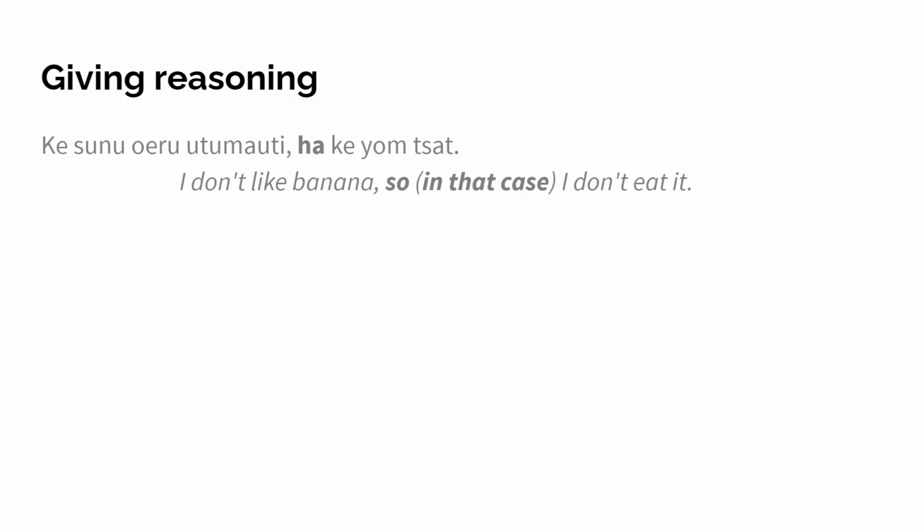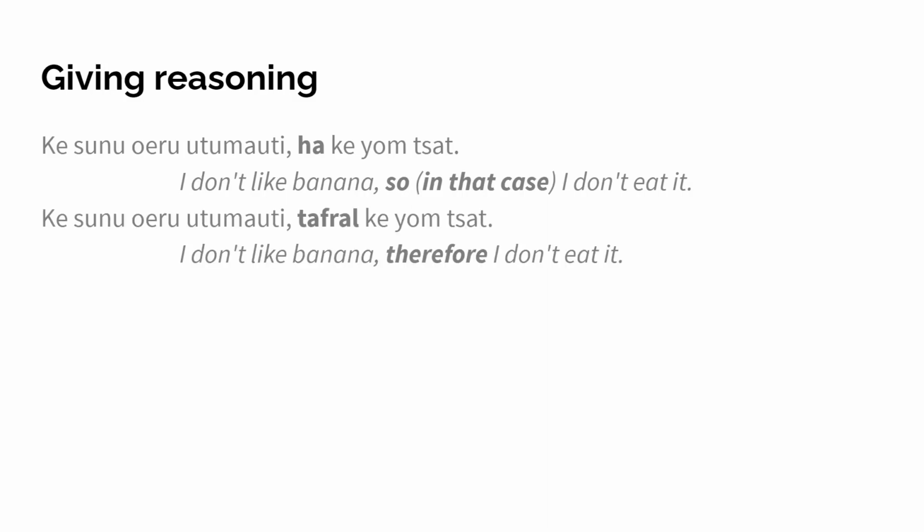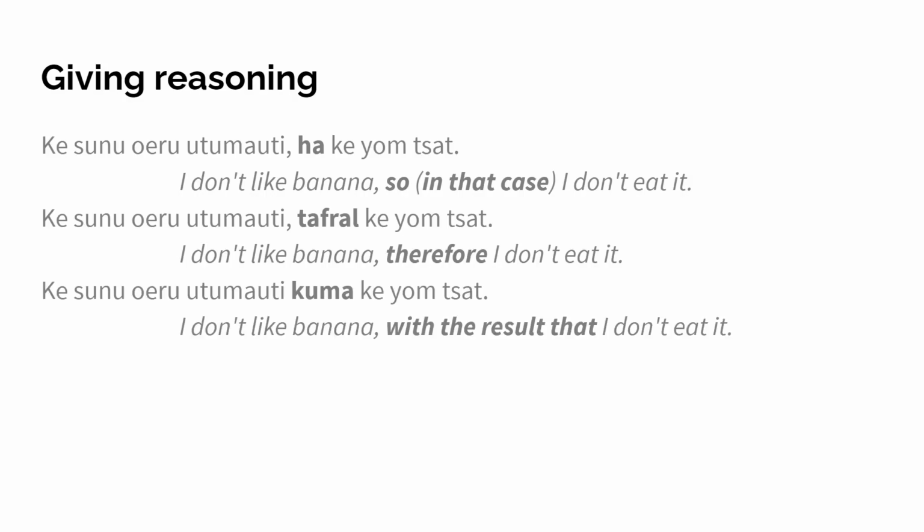Now we can also replace the ha with tafral. Ke sunuwero utumauti. Tafral ke yomtsat. I don't like banana, therefore I don't eat it. We also have kuma with the result that ke sunuwero utumauti. Again, I don't like banana. Kuma with the result that ke yomtsat. So with kuma we can show that one thing is the result of another thing. So I don't like bananas, so that causes the result that I don't eat it.